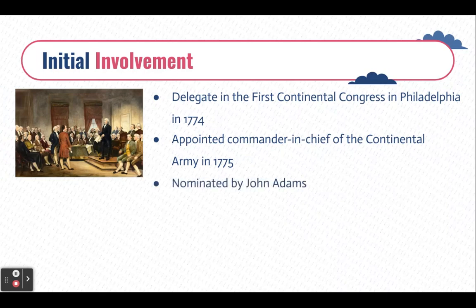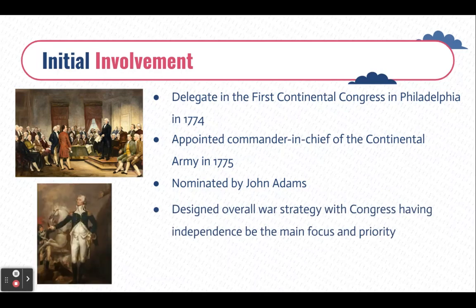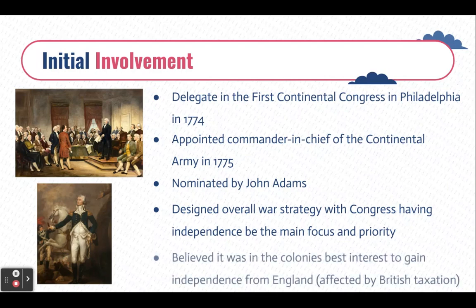His role of being Commander-in-Chief was nominated by John Adams, and he designated the overall war strategy with Congress having independence be the main focus and priority. Here is what George Washington would have looked like in traditional military clothing. He believed it was in the colony's best interest to gain independence from England. This is partially due to him being affected by British taxation in the 1760s.